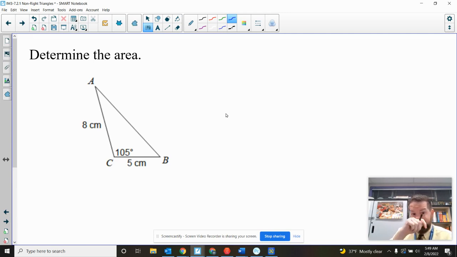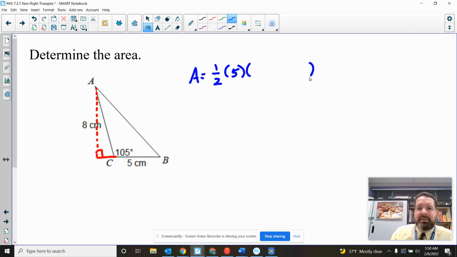Okay, another example here. In this case, we're actually going to have to drop our altitude outside the triangle. That's okay. The same procedures still work. So if I'm looking at the overall area, I want a half times a base length times the height. That's what I don't have yet. We need to do a little bit of thinking here.